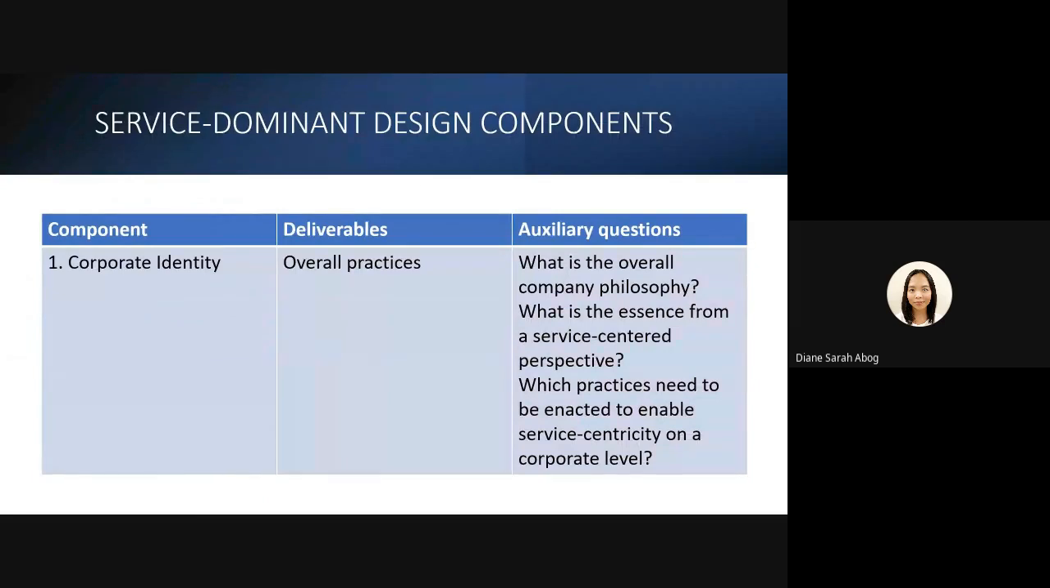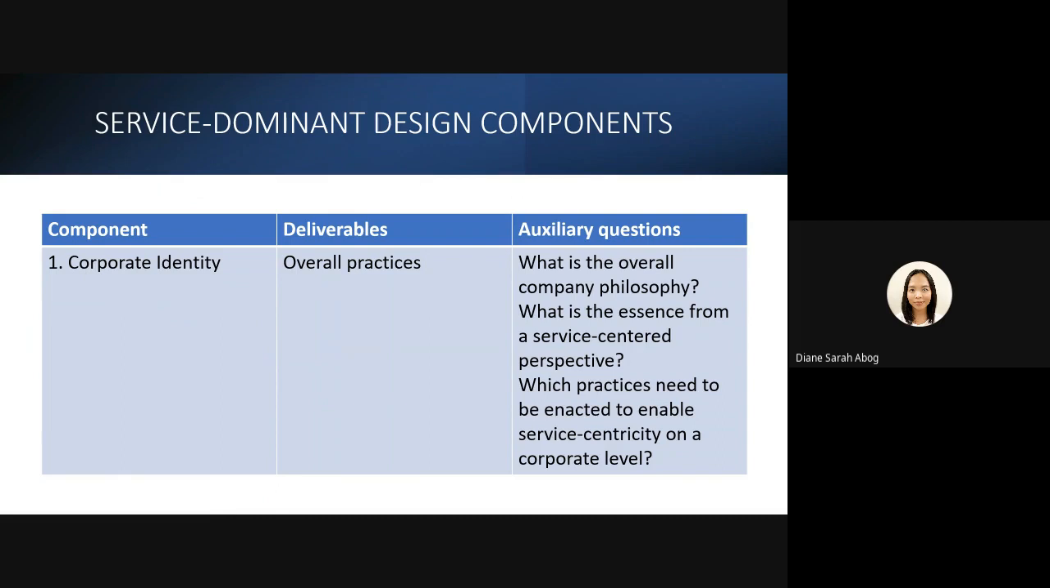Okay, so first of all is corporate identity. It is a mix of elements which gives an organization its distinctiveness. Service and value orientation mindset must be integrated into this purpose. So in the definition of the corporate identity itself, value should already be given thought from the corporate identity step. The goal is to have a personalized co-creation experience that is truly unique to everyone. The deliverable for this component is overall practices.